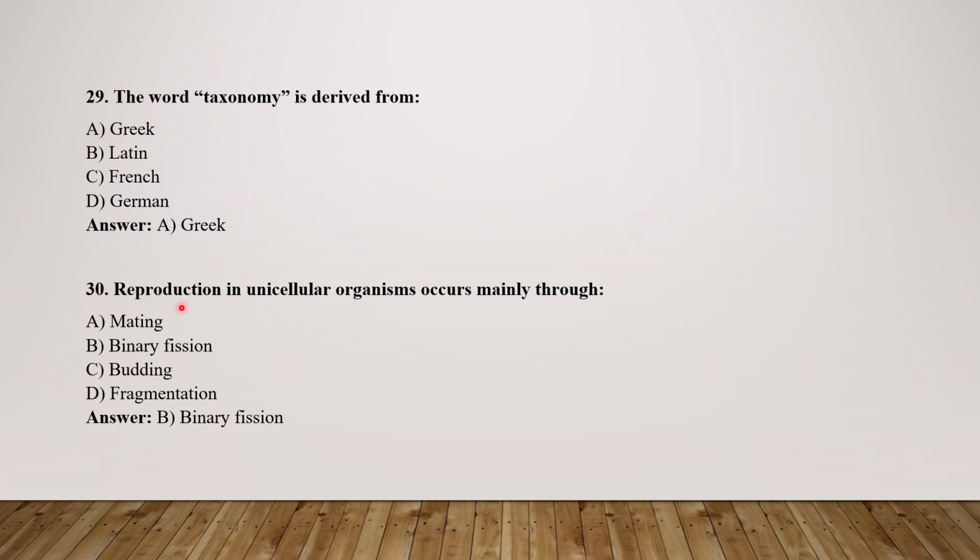Number 30. Reproduction in unicellular organisms occurs mainly through. Right answer is option B, binary fission. It's a form of asexual reproduction where one cell splits into two.